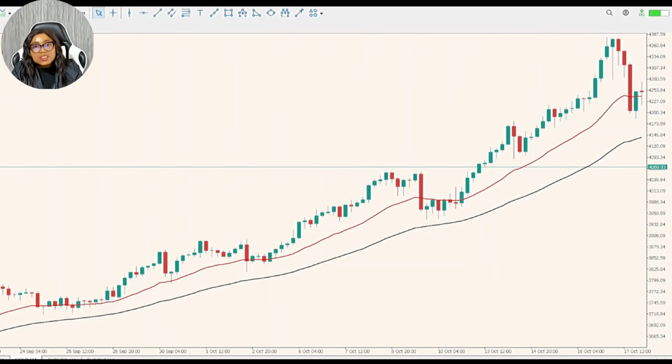So what strategy works here? In a trending market, and this is a trending market, as you can see, you are going to be looking to trade pullbacks. What does that mean? The price retraces, comes back to the moving averages. You're finding a buy when it bounces off the moving averages.